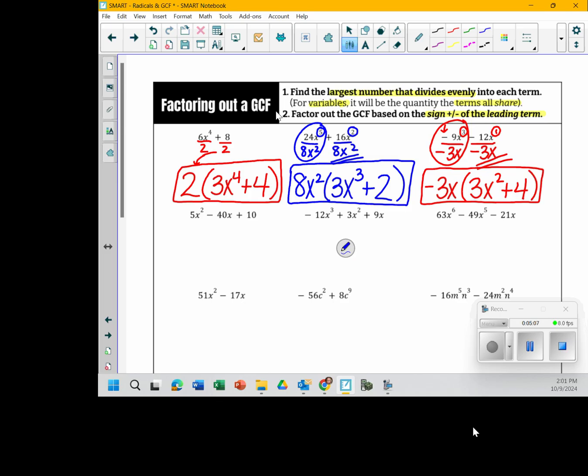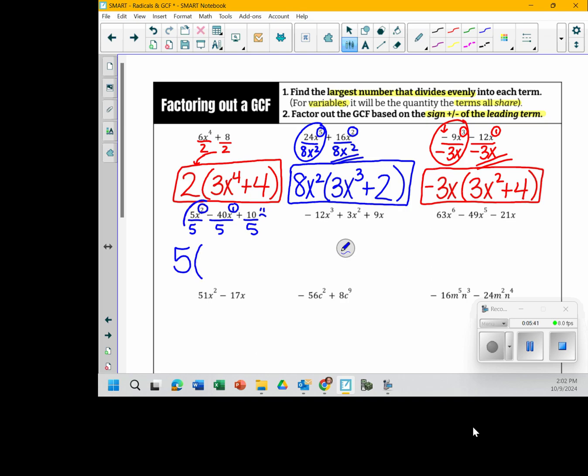Next one, the only difference is that now I have 3 terms. So I need to think of something that 5, 40, and 10 all divide by. 5, 40, and 10 all divide by 5. My first term has an x squared. My second term has a single x. And my last term has no x's. So they don't share any x's in common because the last term doesn't have any x's. So all I can bring out is a 5.